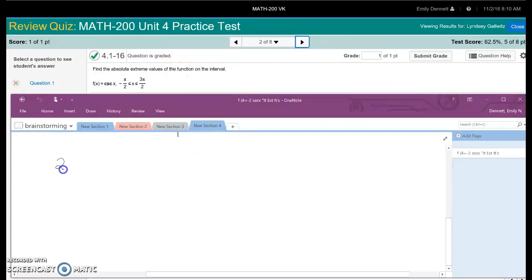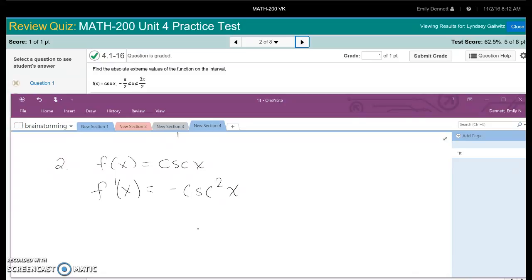So for number 2, our function is cosecant of x, so we'd want to take the derivative. So our derivative here is negative cosecant squared of x. So we want to know where that's equal to 0, which is going to be the same place where cosecant of x is equal to 0, and cosecant of x is 1 over sine. So again, this is never equal to 0. So we don't have any critical points.